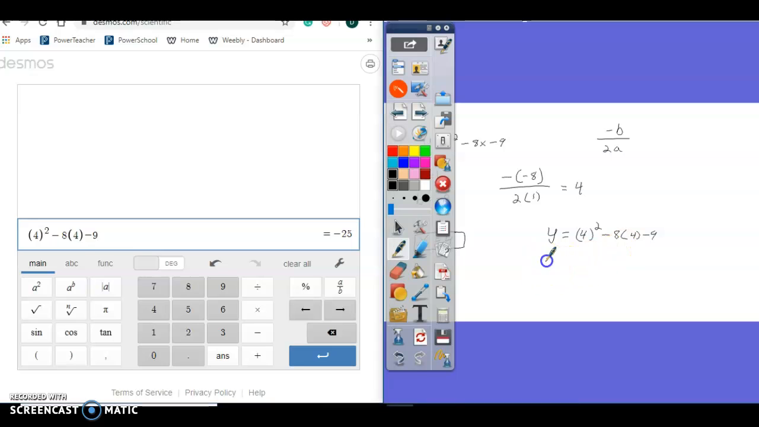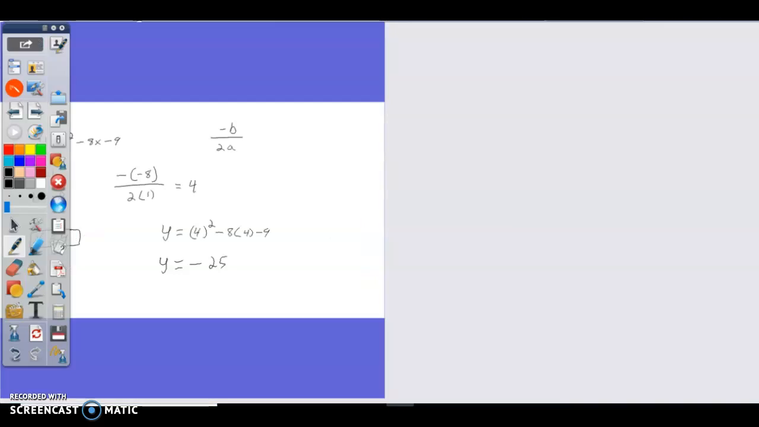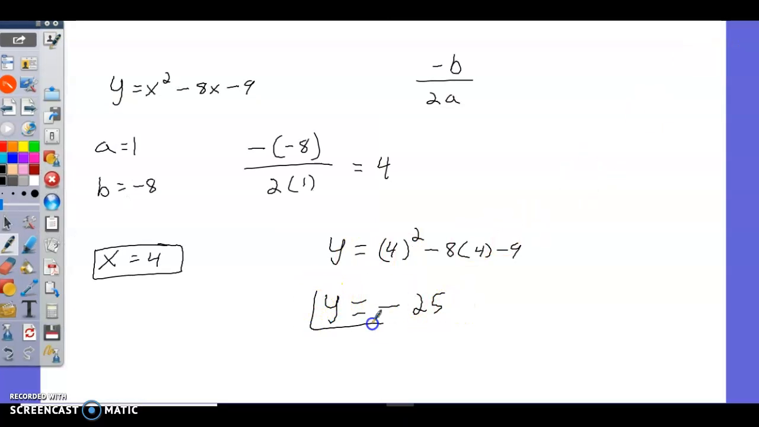All right, so y equals negative 25. So as my ordered pair, the way that I would write these, I would say 4 comma negative 25. All right, so pretty straightforward once you can identify your b and your a, and you're using this, your x equals negative b over 2a to find that x value of the vertex.